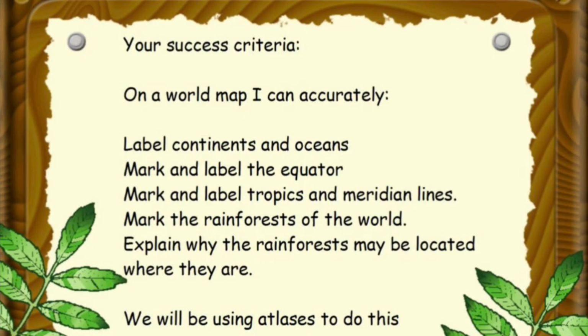Hello Year 6, this is your second lesson in geography in our new Rainforest Perspectives topic, and our success criteria for this lesson today is to use a world map and see if we can accurately label the continents and the oceans, mark and label the equator, mark and label the tropics and meridian lines, and mark the rainforests of the world and start to think about why they may be located where they are.